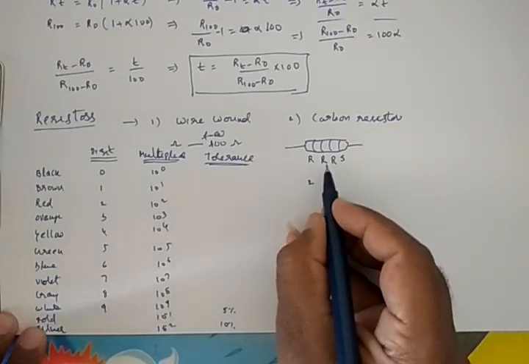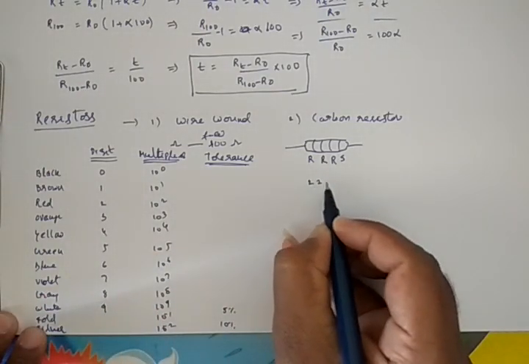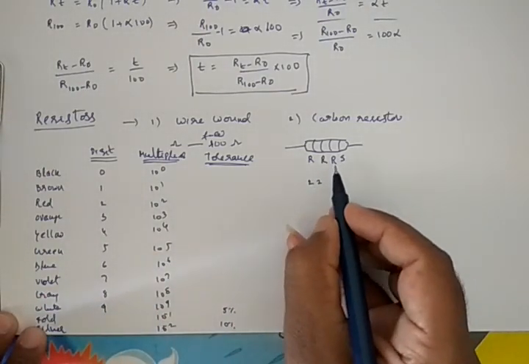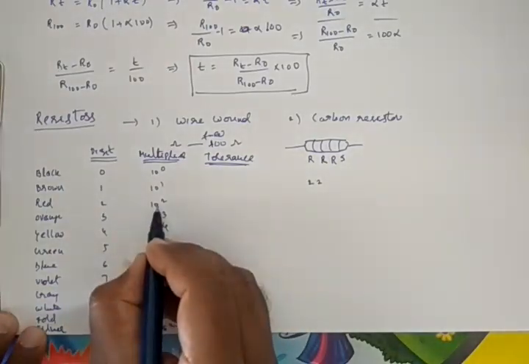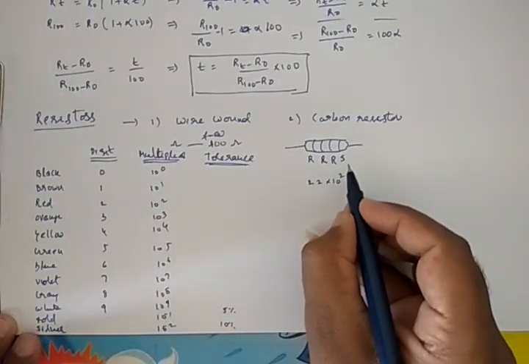And next is also a digit. So that is also a red color. Then you again write 2. And the third one is red once again. That is the multiplier, that's 10 power 2. And the final color is silver.